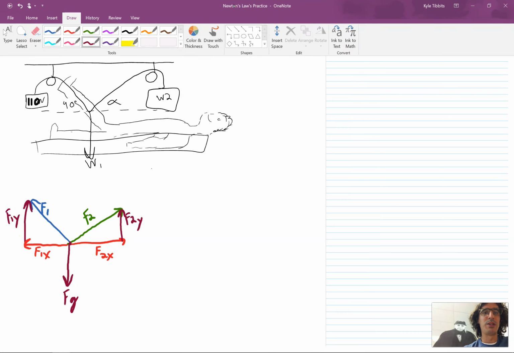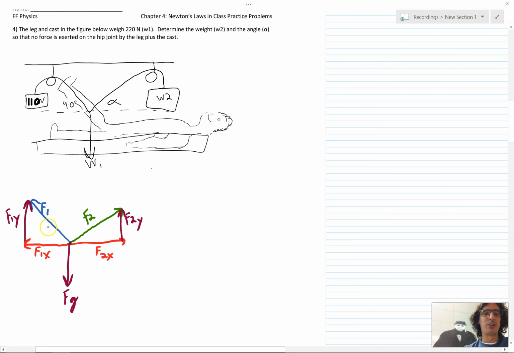Okay, and let's label what we know. F1 we're told is 110 newtons. That's the tension in the rope. We're also told the angle on the left side is 40 degrees. We know FG is 220 newtons. What we want to find are both alpha and F2.